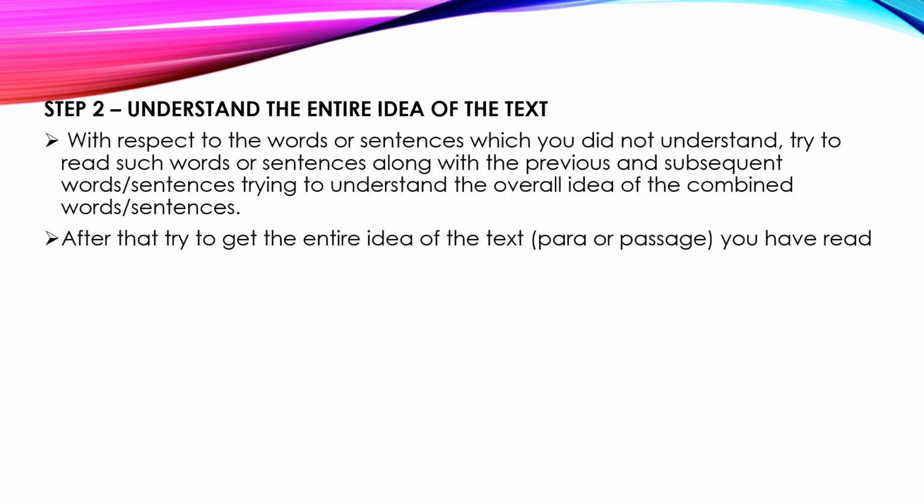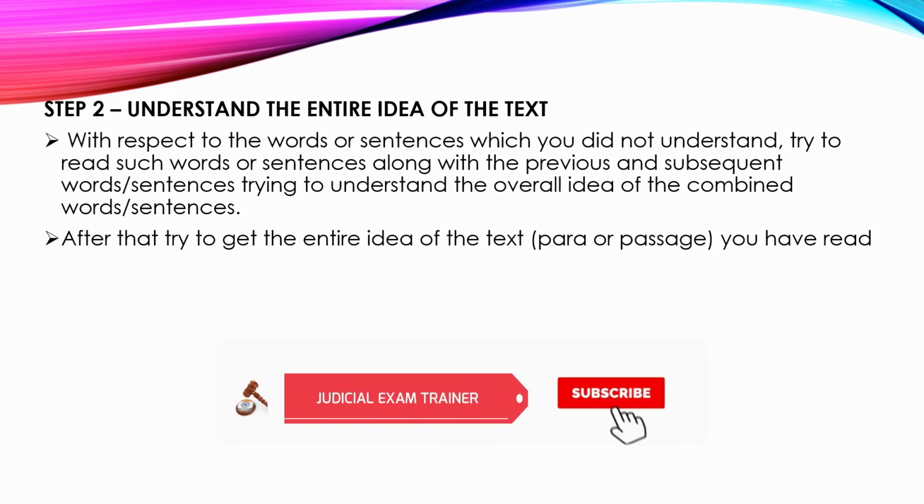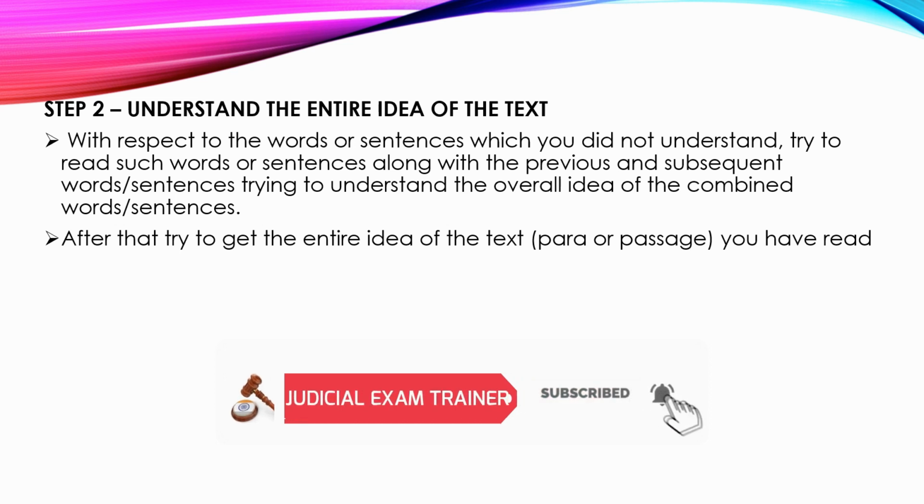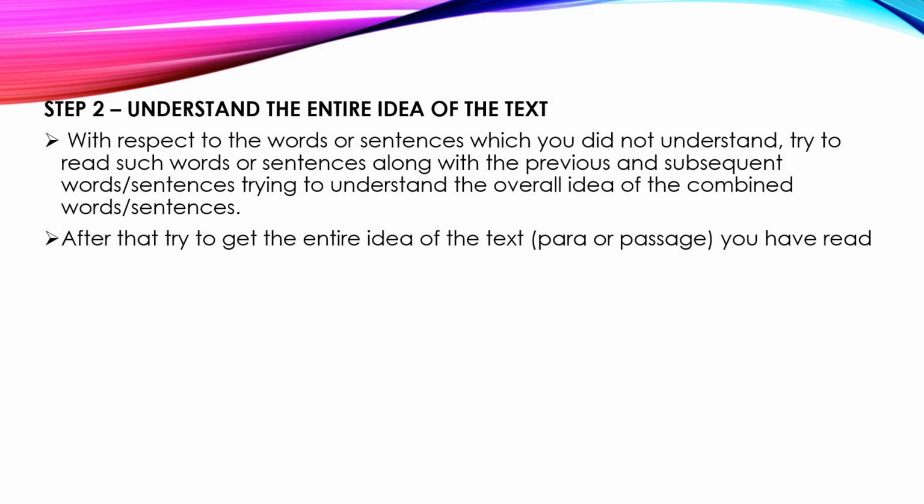Step 2 is to understand the entire idea of the text. They would have given you a passage or a paragraph. So in that, you need to understand the entire idea which is said in the para or passage. For example, a plaint could have been given for translation, an argument could have been given for translation, a cross-examination could be given for translation. It could be anything which is generally used in a court. In that case, you need to understand the entire idea of the passage which is given.